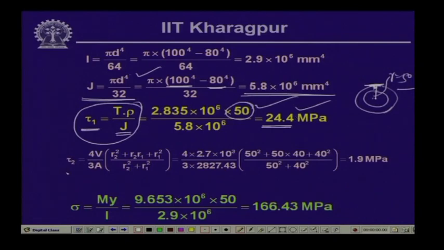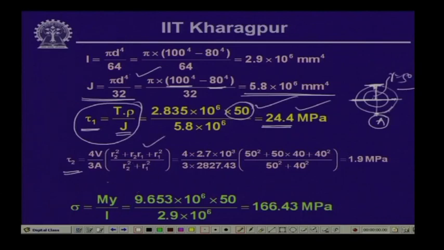Now, the shearing stress tau 2, which is because of the shearing force which will be acting at this level, because at this point, at point A, the contribution of the vertical shear force is 0, because the shear stress distribution as we have seen is 0 at the two outer surfaces, and you have the maximum value of the shear stress at this neutral axis position, and the value of which is given by this.